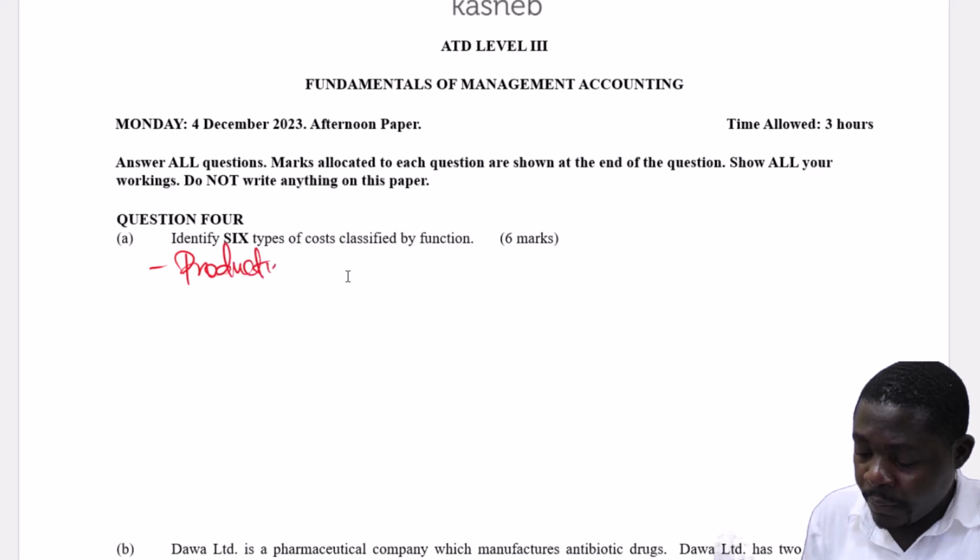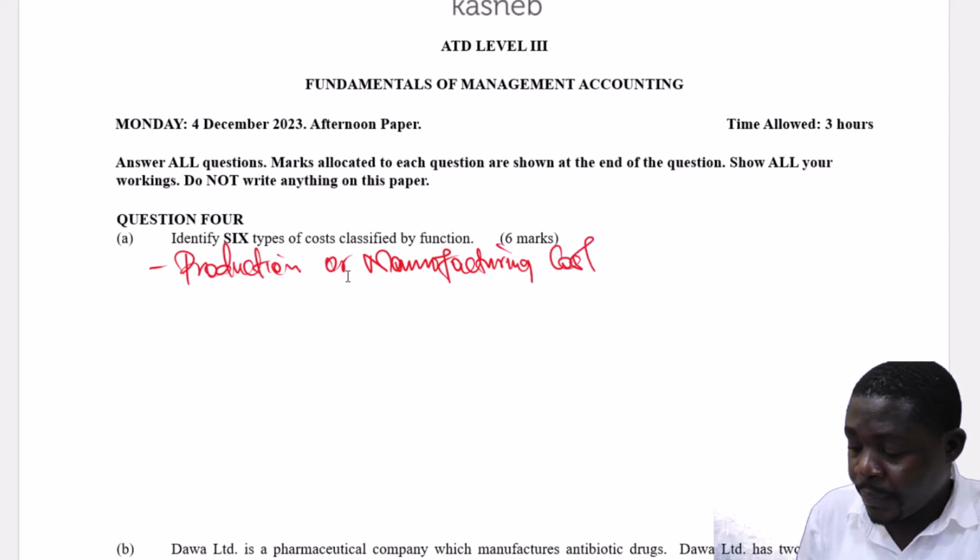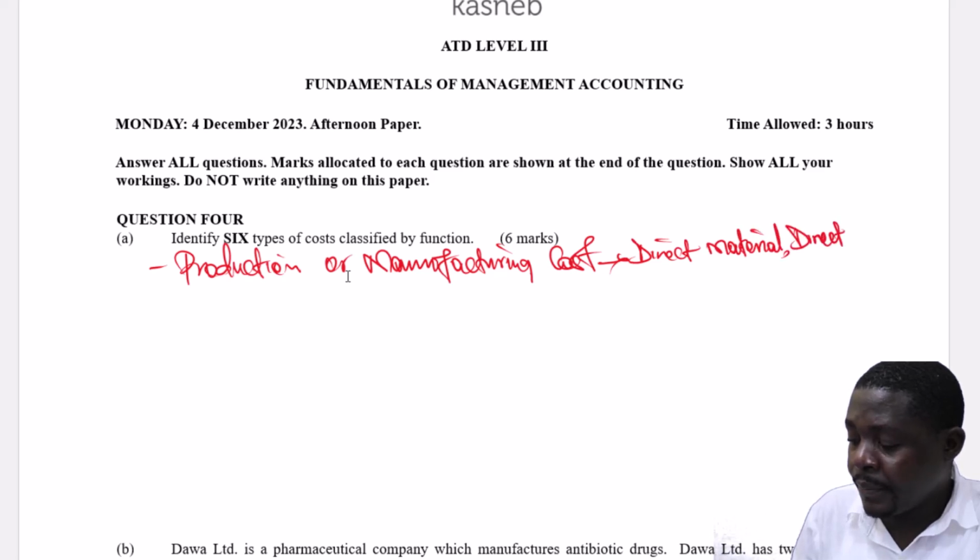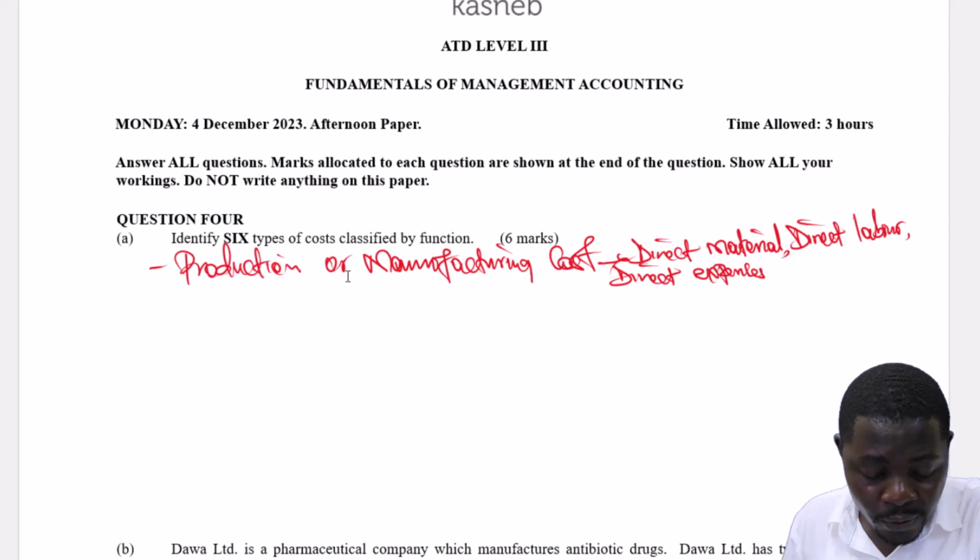production, or manufacturing cost. Under this one, the cost can be further classified into direct material, direct labor, and we have the direct expenses, or sometimes you have the variable overhead.